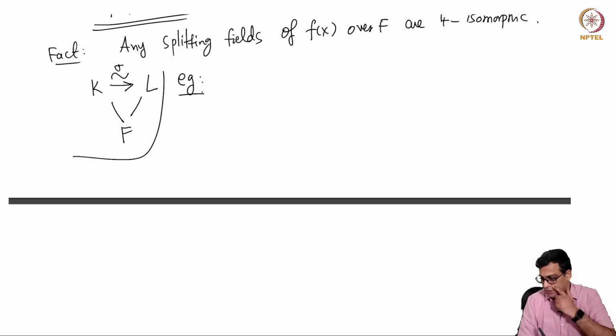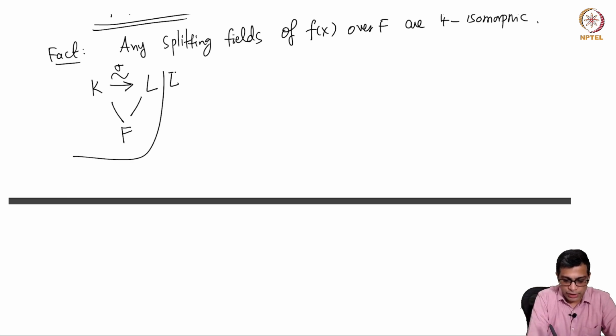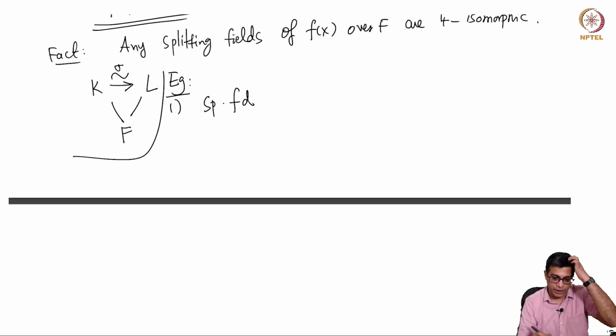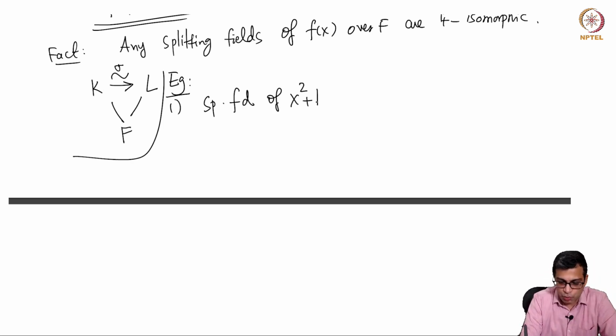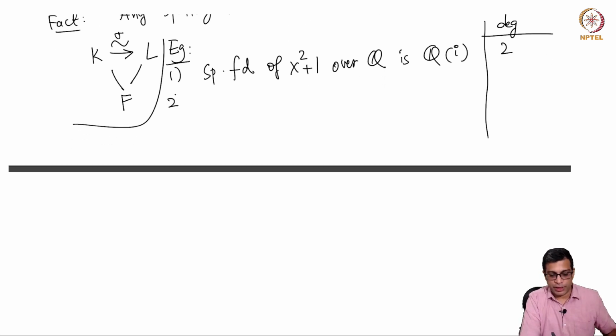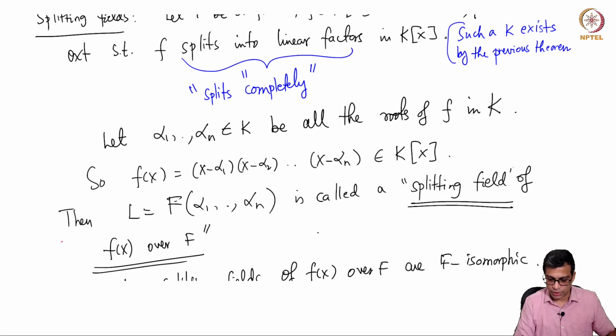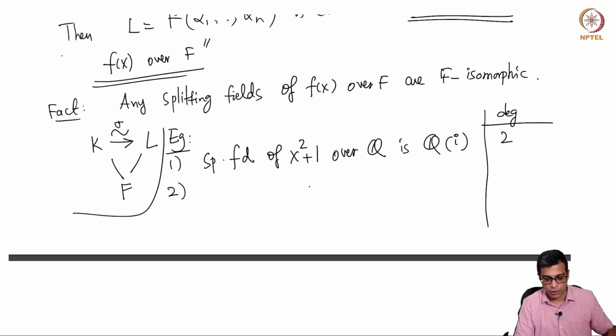Okay, let me quickly give you some examples. So obviously splitting field, so I'm going to write this as sp.fd in short, of x square plus 1 over Q is Q adjoined i. Right, and I'll write degree here. Degree of the splitting field is 2, right? So splitting field of x square plus 1 over Q is Q(i), because you can take C where the polynomial splits completely and you just adjoin the roots which are i and minus i, so adjoining i is enough.